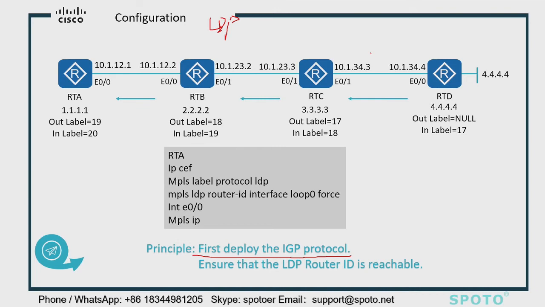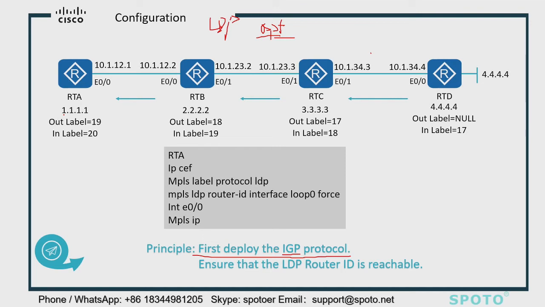The IGP protocol means the interior gateway protocol, just like static, OSPF, EIGRP, and RIP. So you need to deploy the IGP protocol, which means you need to let the networks communicate with each other. For example, you configure the OSPF protocol on all of these routers, A, B, C, D, and then all the routers can communicate with each other according to the IP address. But we want them to communicate according to the level.